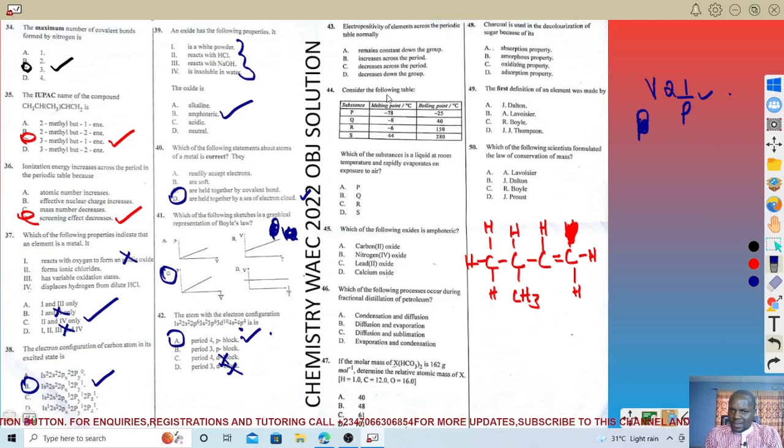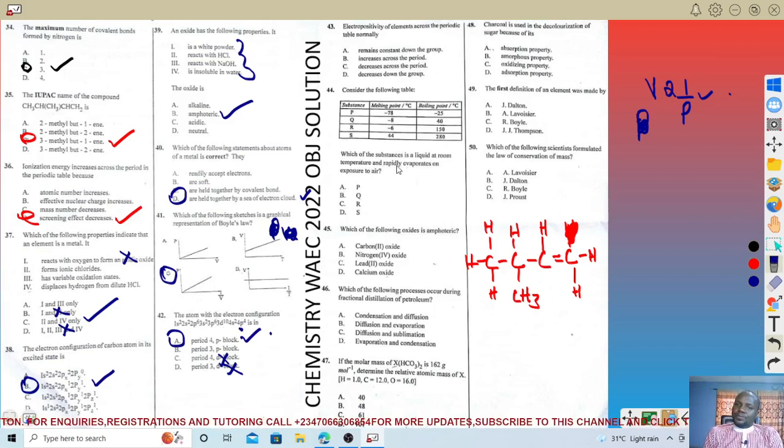The next one says, consider the following table. I'm rushing because time is no more on my side and I'm a little bit tired. We have substances, melting point, and boiling point. Most of you, I know, are going to miss this because you don't have an idea about tables like this. The question says, which of the following substances is a liquid at room temperature and rapidly evaporates in air?